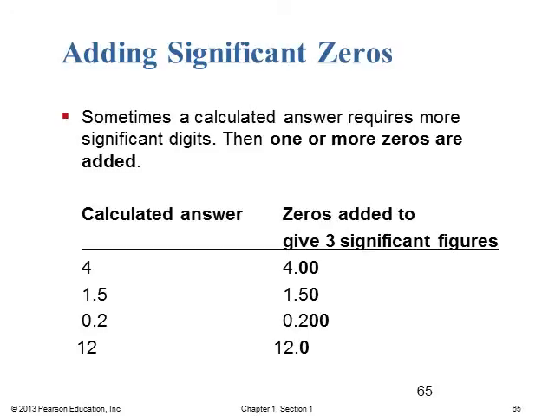Sometimes we have to add in some zeros as far as reporting the correct number of significant figures. So if we calculate a complete final answer of 4, but we need to report 3 significant figures, then we need to report it as 4.00. Since those zeros are after the decimal point following a non-zero number, those are significant. So we can report that with the correct number of significant figures by adding those zeros. And you can see the rest done in other cases following that in the table.